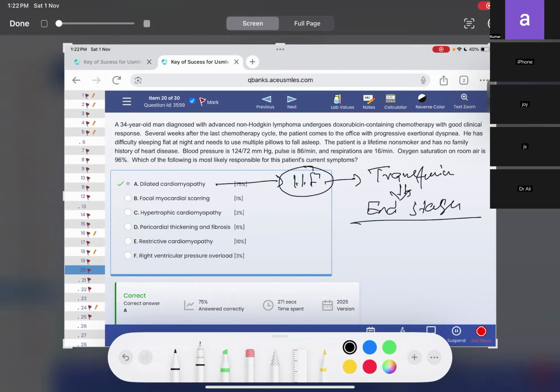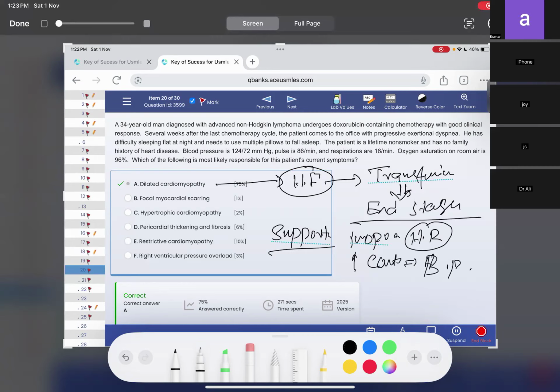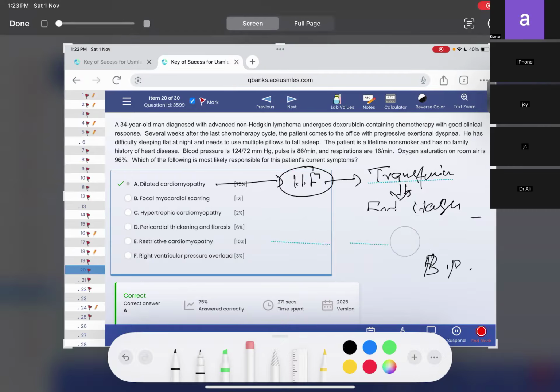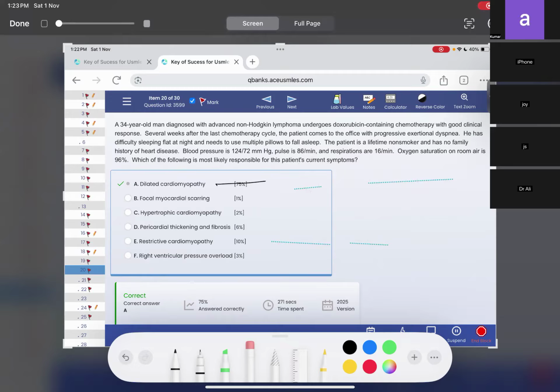And you should give this patient supportive treatment like inotropes to increase the heart rate and contractility to maintain the blood pressure. This type of medication should be given to increase the survival of the patient, and the cure is only transplantation. Okay, doctor?